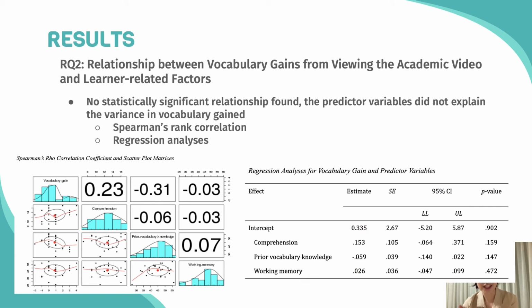For the next research question, to see the relationship between vocabulary gains from viewing the academic video and the predictive variables, which are vocabulary size, comprehension, and working memory, Spearman's correlation was conducted, but it showed no statistically significant relationship between vocabulary gain and the predictive variables. And this was further confirmed through a regression analysis, which also showed that the predictive variables did not explain the variance in the vocabulary gained.